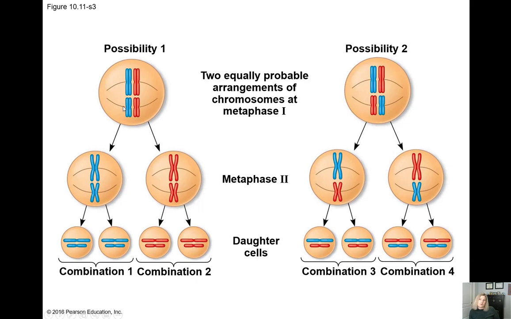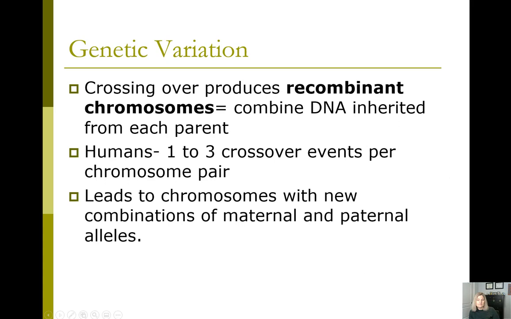But this is just for a 4 chromosome cell. I have a lot more than that in my cells. I've got 46, so there's over 8 million combinations of mine. Okay. So independent assortment of chromosomes is one way we get different daughter cells, different gametes. And the other way is through crossing over.